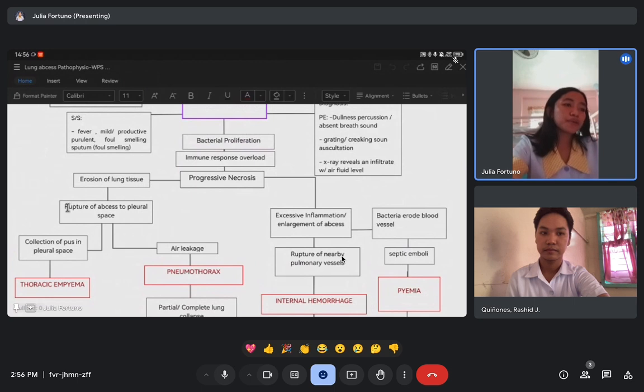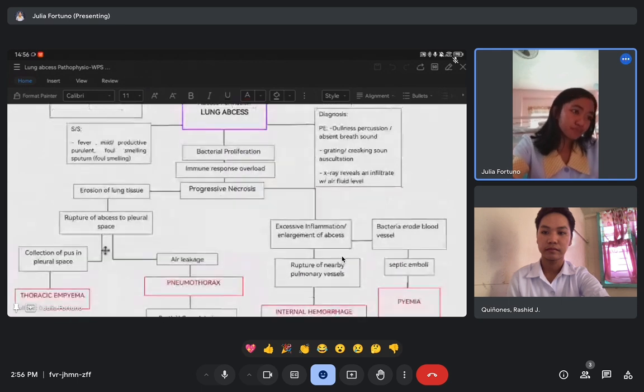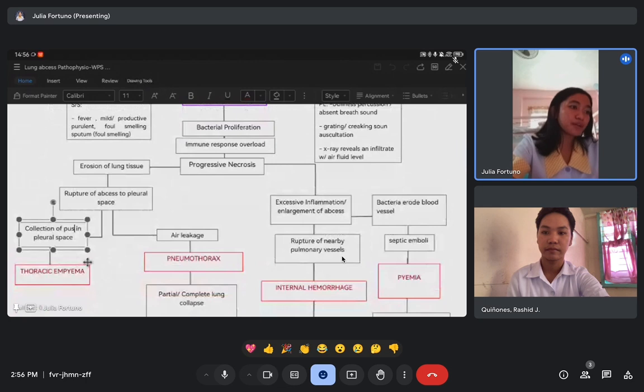Since the lung abscess now occupies the lungs, it may cause thinning of the pleural, what we call the lung space, and it may rupture the abscess to the pleural space. As it ruptures, a collection of pus in the pleural space may occur, and this will be called thoracic empyema.